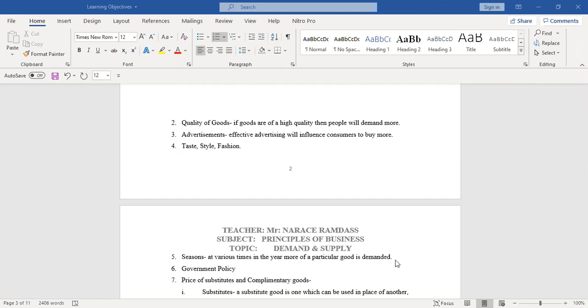Seasons. It's Christmas time, so you must have this product in your house: ham. What effect will the Christmas season have on the demand curve for ham? It will shift outward because a lot of people must have ham in their house. It's not Christmas without a ham in the house. Or a Christmas tree, for that matter.